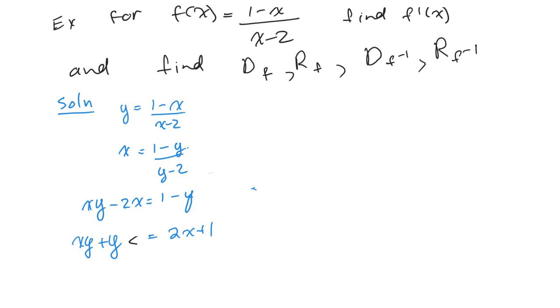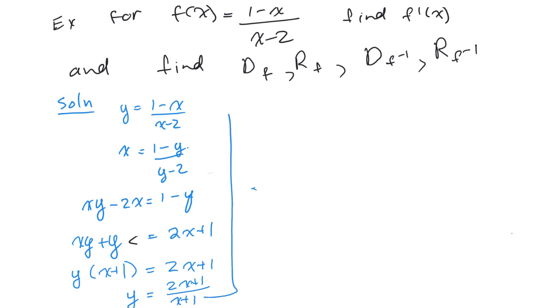So now that we have xy plus y is equal to 2x plus 1, what we can do now is factor out a y from the left side to get this. So now you can divide both sides by x plus 1. And your final answer is y is equal to 2x plus 1 over x plus 1. So therefore, f inverse of x is equal to 2x plus 1 over x plus 1.